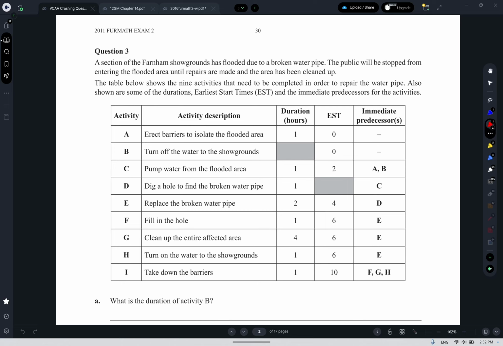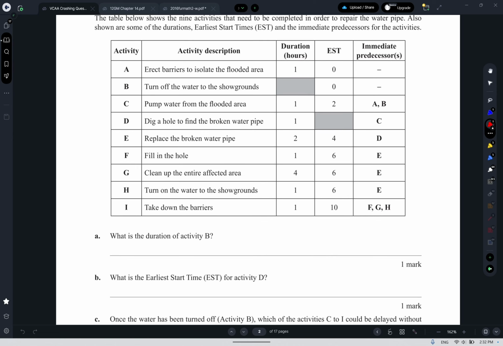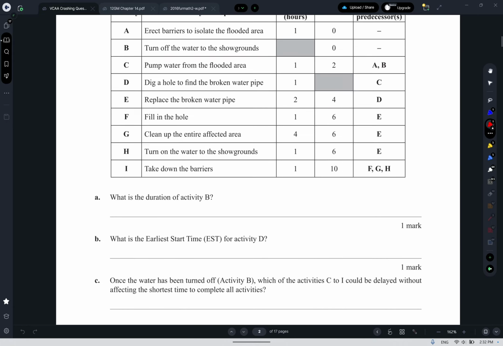Hello, this is the 2011 Exam 2 Networks question 3. So let's do it. We've got a table. I'm not going to read that whole thing, but I guess you can read it if you want to for context. The duration of activity B, EST, etc.